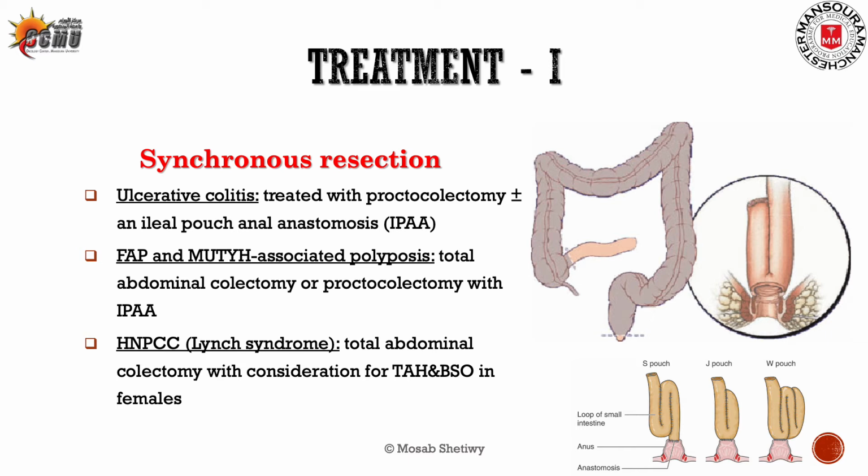Well, actually, we perform a pouch, which is called ileal pouch-anal anastomosis, and this pouch may be in the form of one of three shapes, like S, J, or W shaped pouches, like in the photo in the lower part of the slide.